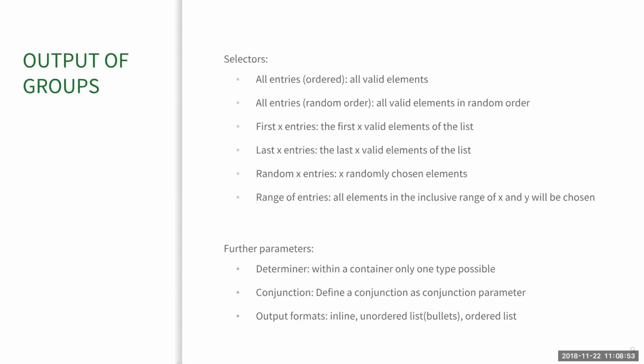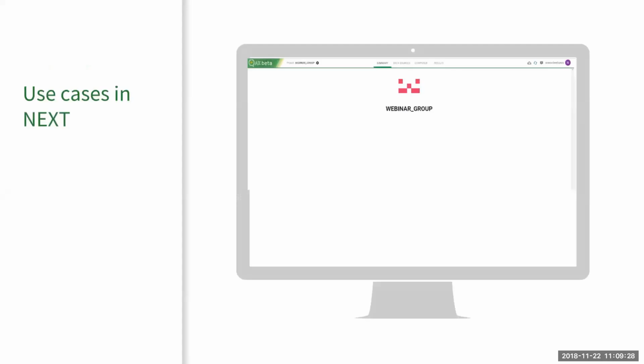And then we have the conjunction. We can define a conjunction which will be set automatically at the right position, in front of the last element, so it sounds more natural if we want to list and output them in a text. Then there are the different output formats, which are inline, the unordered list, which outputs bullets, and the ordered list. Okay, now I will switch to the next editor.